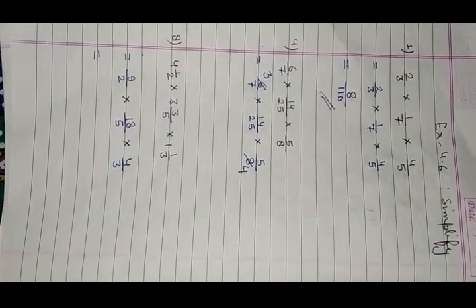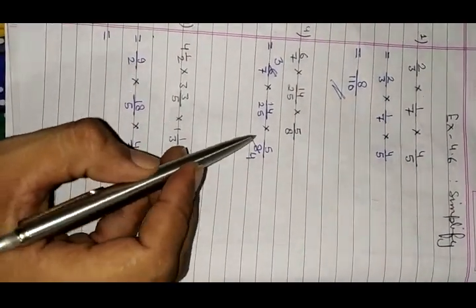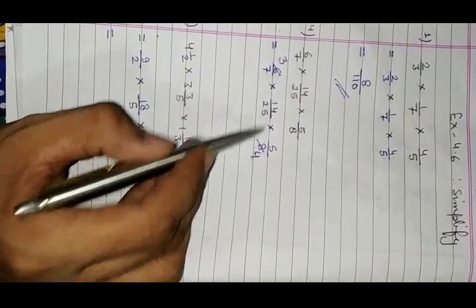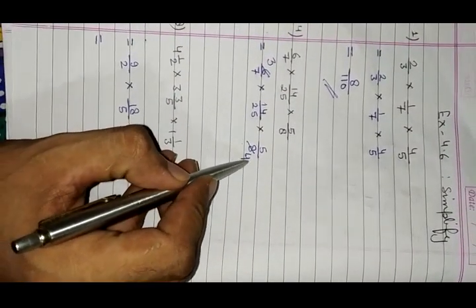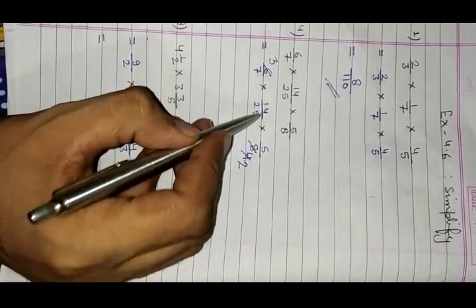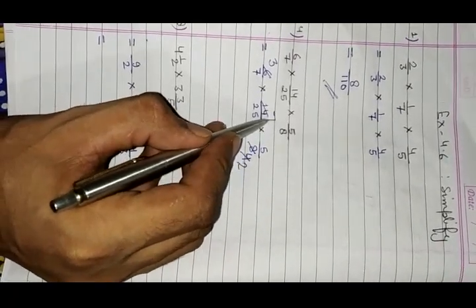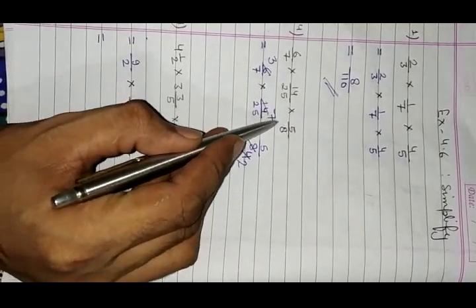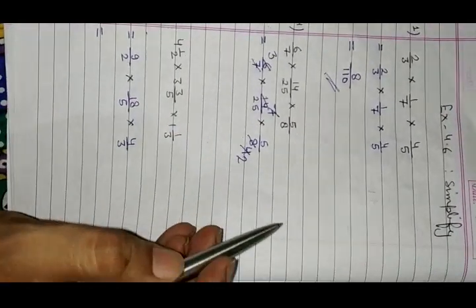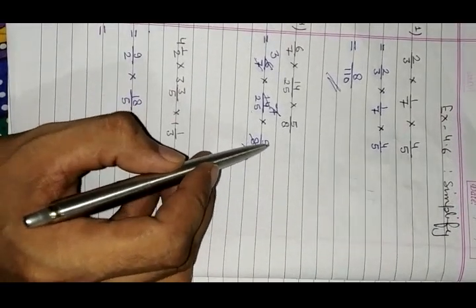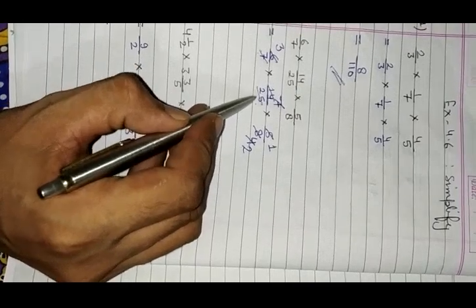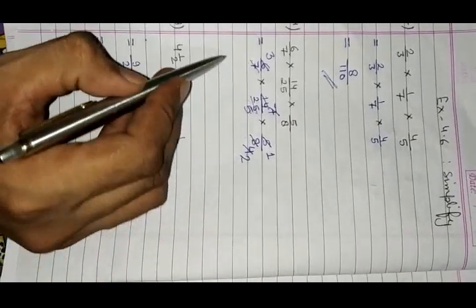Okay. Now again 14 and 4 have common factor 2. 2 twos are 4 and 2 sevens are 14. 7 and 7 both are same, so we can cancel out 7. Now 25 and 5 both have common factor 5. 5 ones are 5, 5 fives are 25.